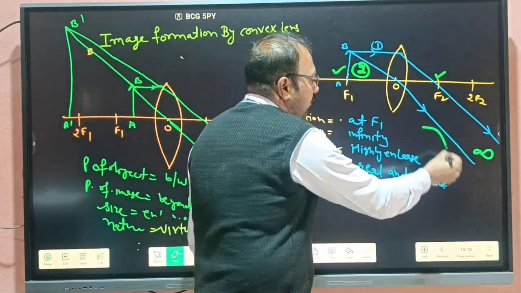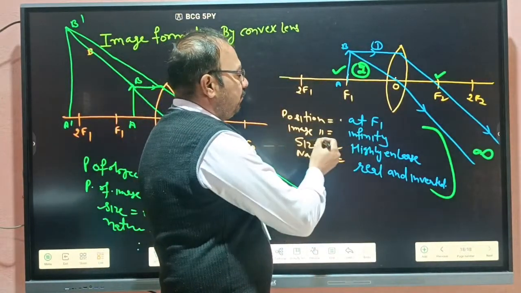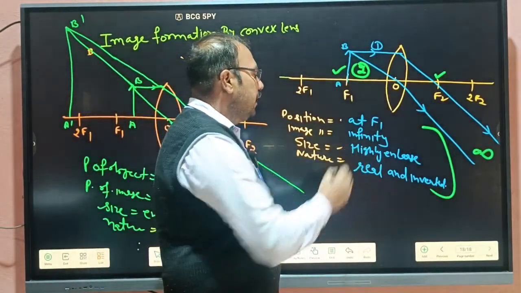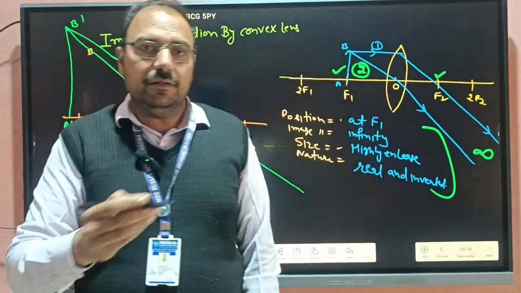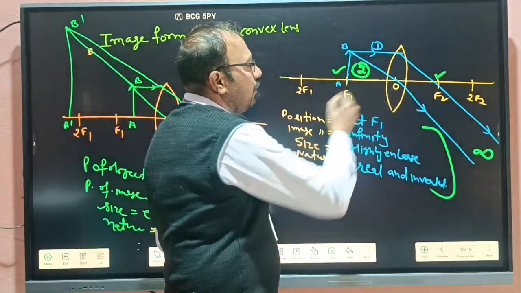So the parameters are: position of object at f1, image at infinity, size highly enlarged, and nature real and inverted. In the next case, we put the object between f1 and O.